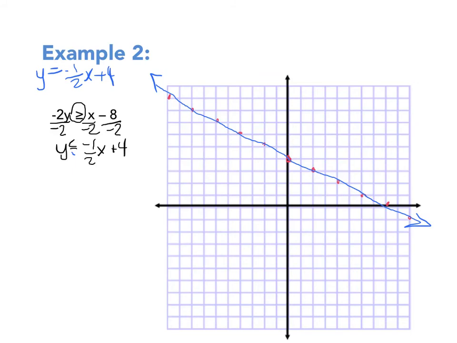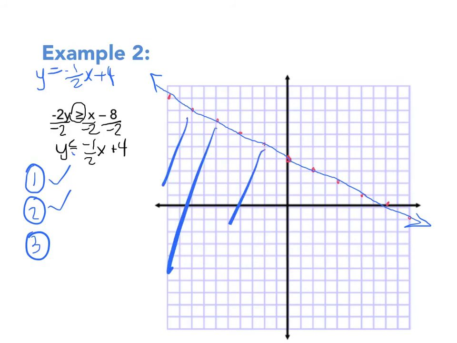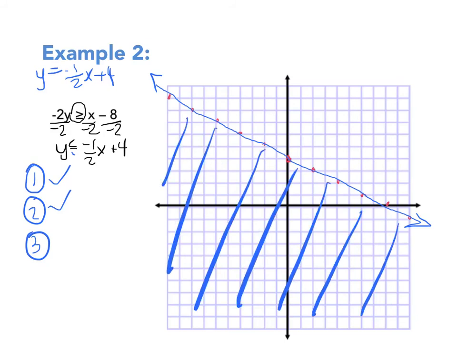The tricky part about this is remembering all the steps. So we already did step 1. We did step 2. Now I have to do step 3, which is shade. Step 3 is shade. I have less than or equal to, so I need to shade down the y-axis, so I'm going to shade everything below that line. And so we did that. And now we need to do step 4, which is check.